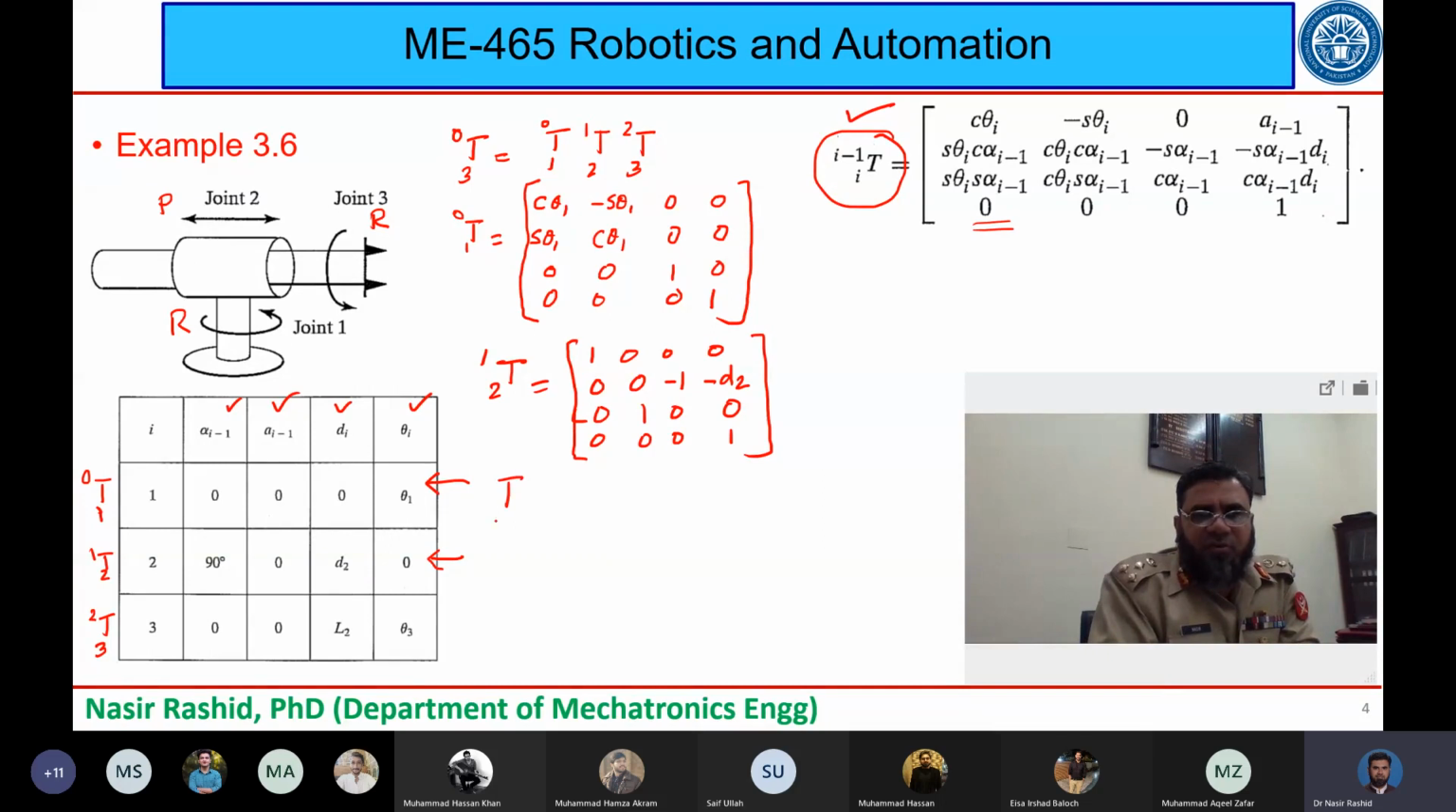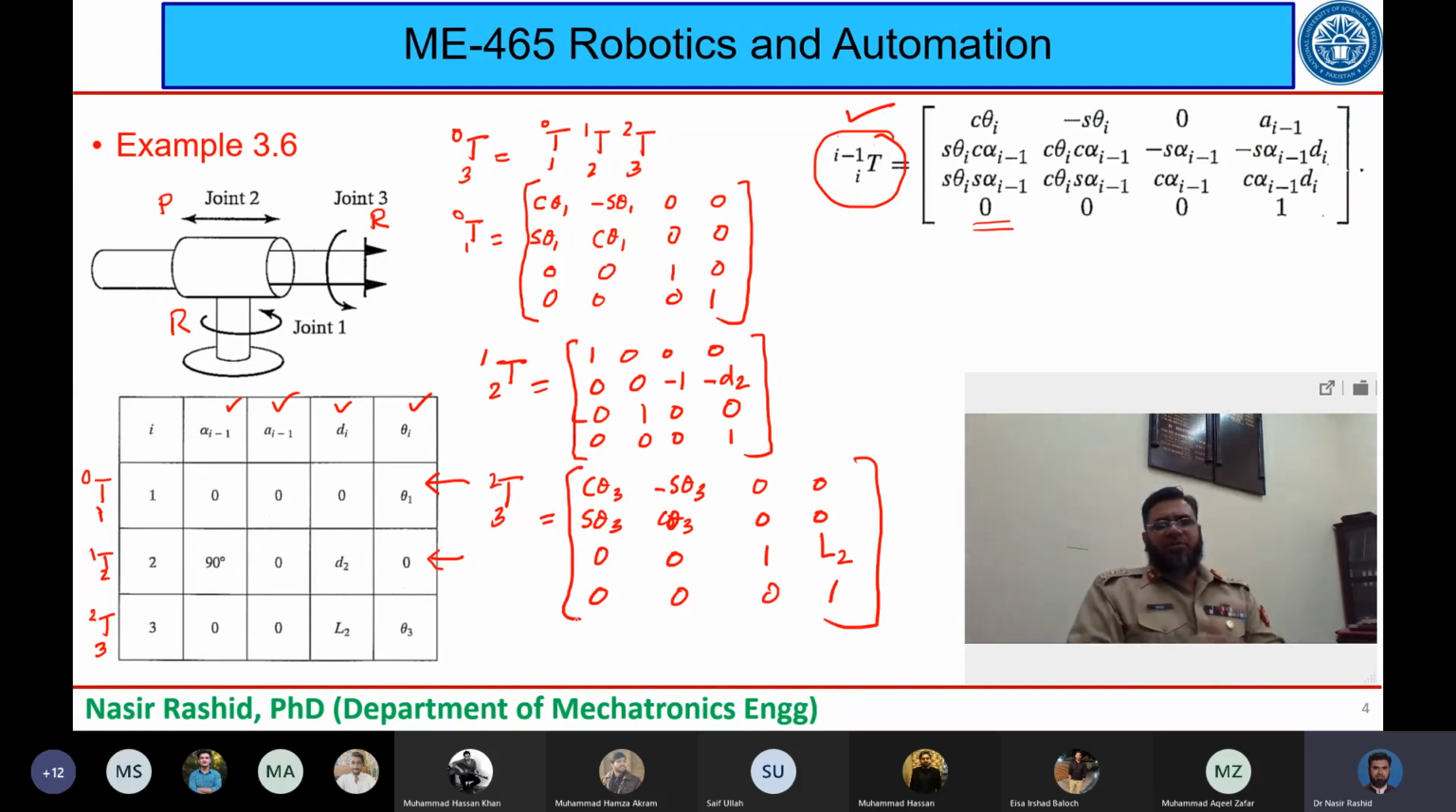And the transformation from 3 to 2 will be given by cos theta 3, minus sin theta 3, 0 and 0, then sin theta 3, cos theta 3, 0, 0, 0, then 0, 0, 1, L2, 0, 0, 0, 1. Okay.